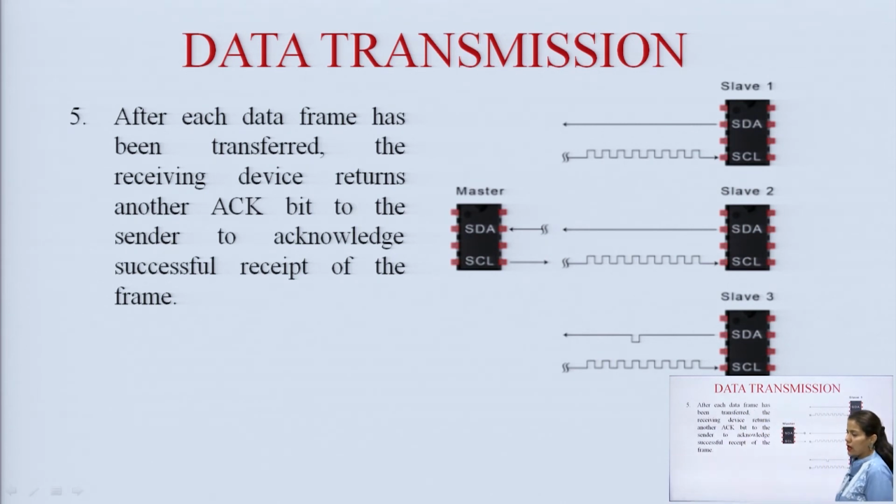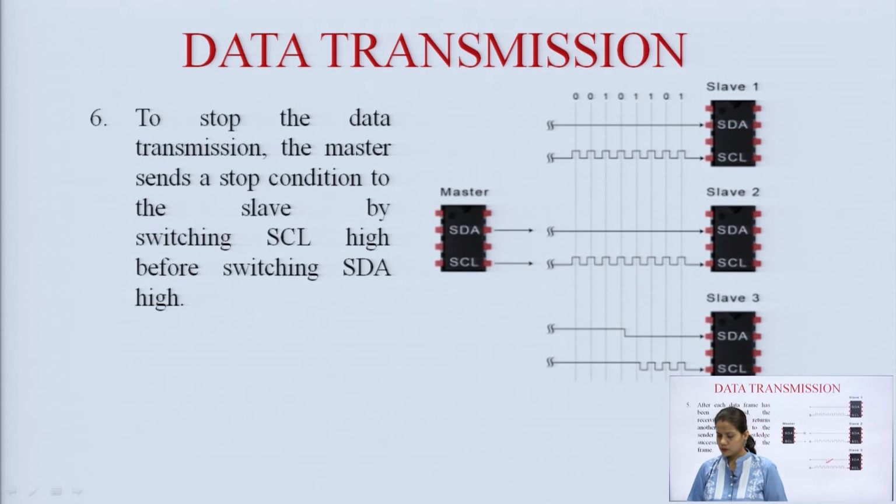After each data frame has been transferred, the receiving device returns another acknowledgement. So, after the slave selection as well as after the reception of the data frame, an acknowledgement signal is sent. Again, the acknowledgement bit is sent from the slave to the master side.